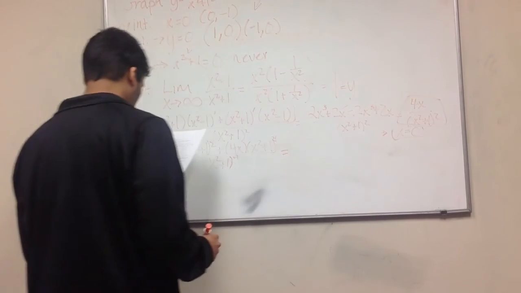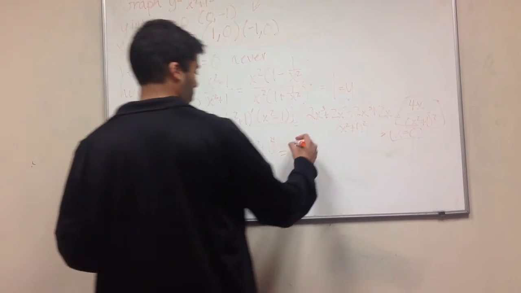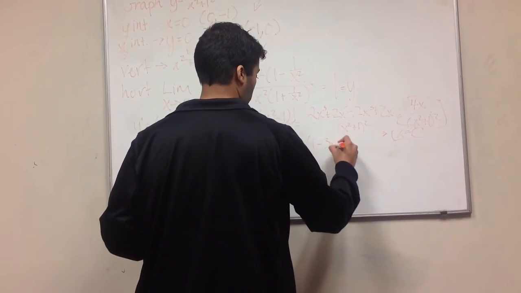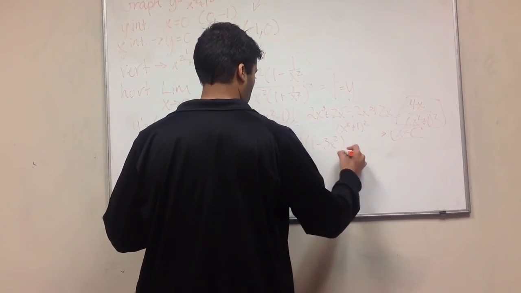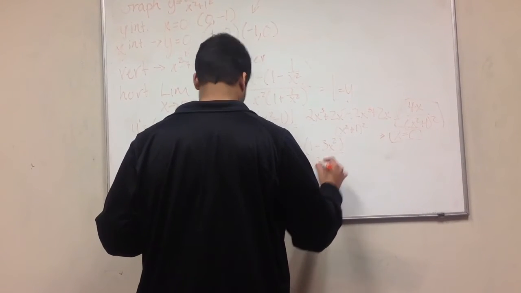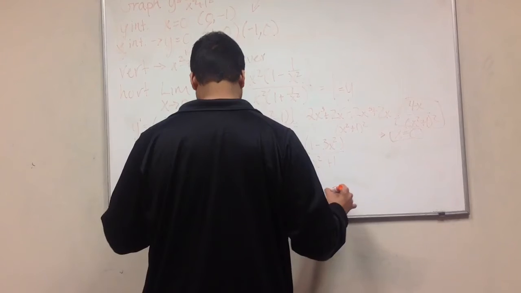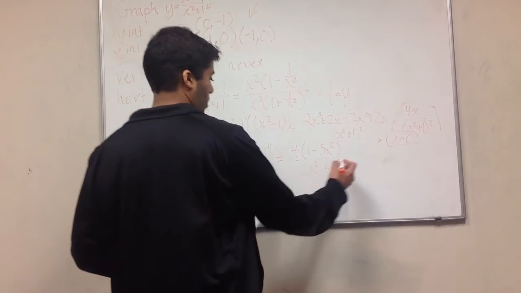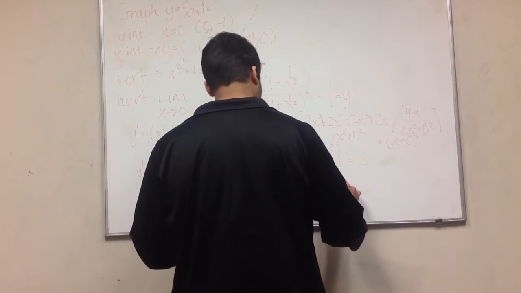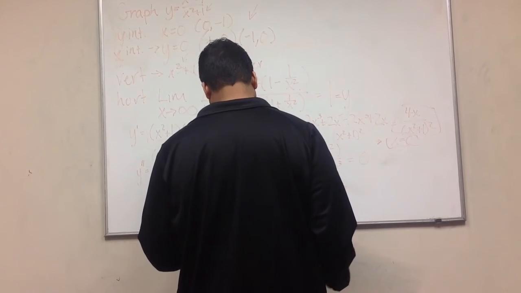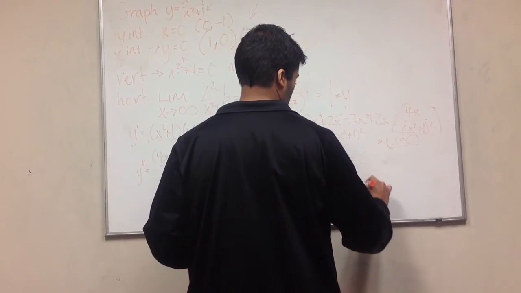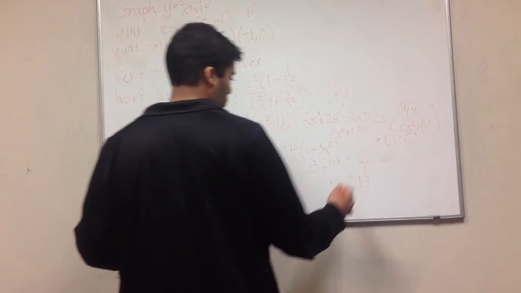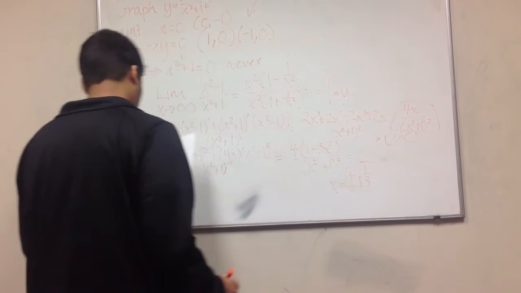We're going to simplify this further, and eventually you will get 4 times 1 minus 3x squared over x squared plus 1 to the third power. Now if we set this equal to 0, we have critical values of plus or minus square root of 1/3. Since we don't have intervals to go by, we're going to use both positive and negative square root of 1/3.